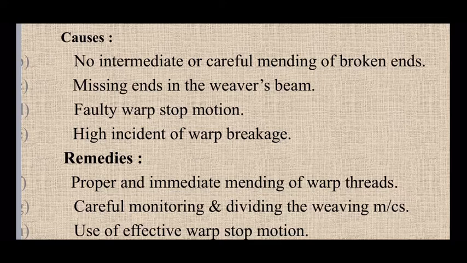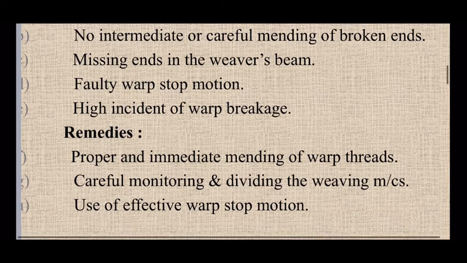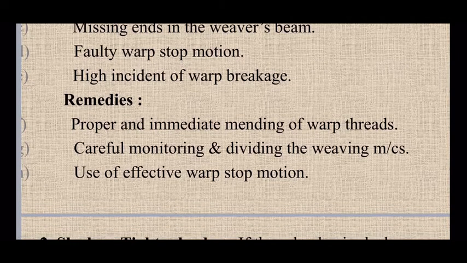Faulty warp stop motion. If the warp stop motion is faulty and not working properly, then also it will not detect a missing end, and then it will result in a defect. And high incidence of warp breakages. If warp breakages are very high, and more warp breakages means sometimes they may not get mended, then it may create missing ends. So what may be the remedies?